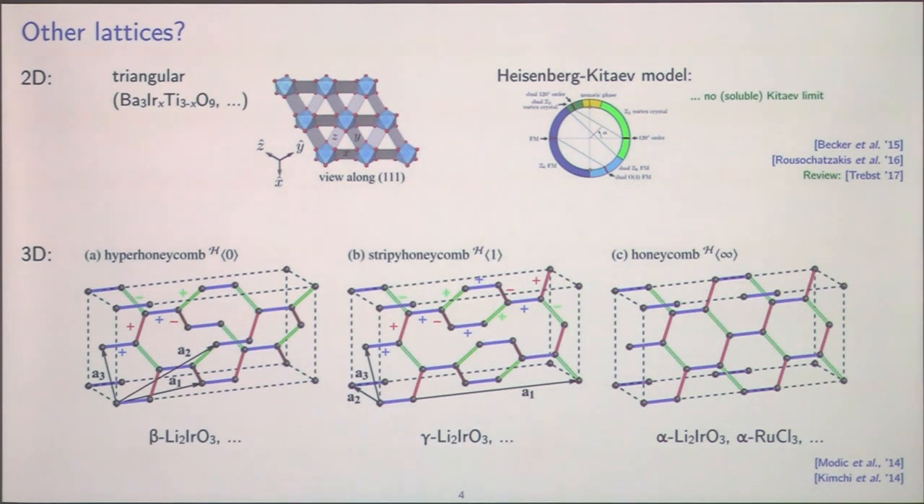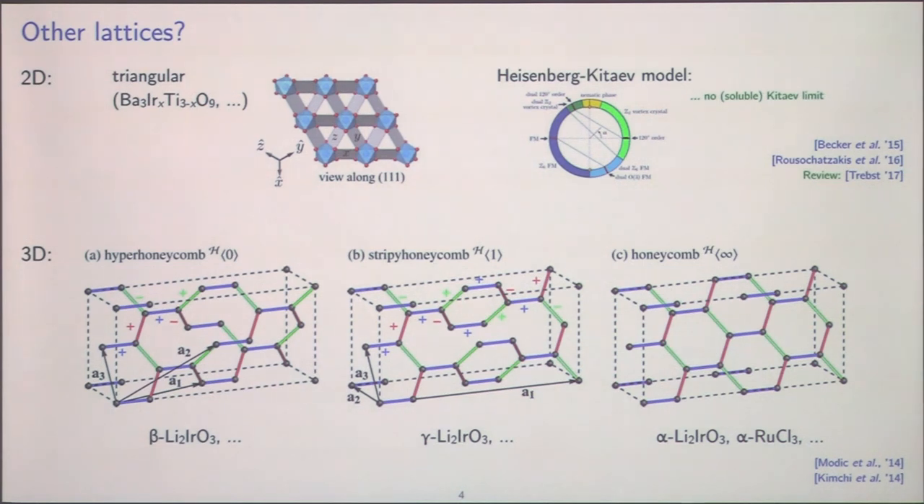In fact, there's a whole series of this family, which are all tri-coordinated and which can be characterized by a natural number n. For n equals 0, this is the so-called hyper-honeycomb lattice, and n counts the number of closed plaquettes in this lattice. So n equals 1 is the H1 lattice, the so-called stripy honeycomb lattice, that has one closed plaquette. And if I go now to n equals infinity, there are n closed honeycomb plaquettes, and that's the limiting case, which is effectively, again, two-dimensional.